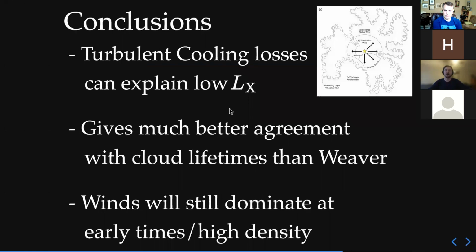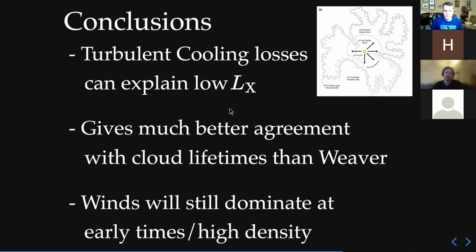Just to give you some main takeaways before I go into some of the more recent work: the turbulent cooling losses can help us to understand the low X-ray luminosities that we see in wind bubbles in the local universe. This can give much better agreement with observational constraints on the lifetimes of clouds in nearby galaxies than you would infer from the Weaver solution.